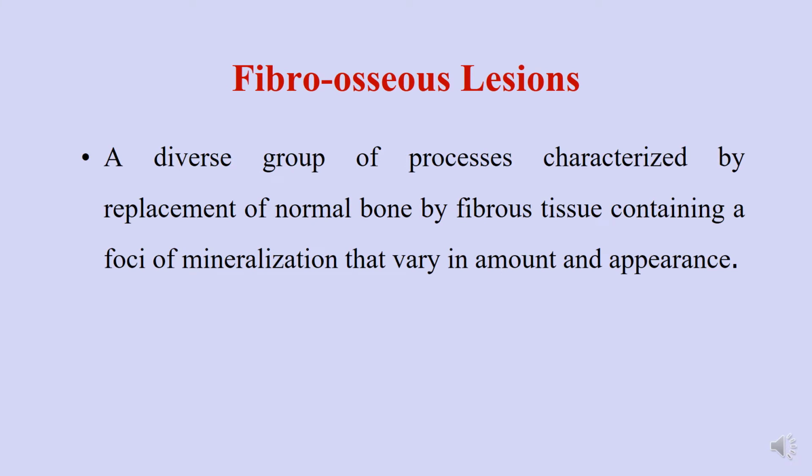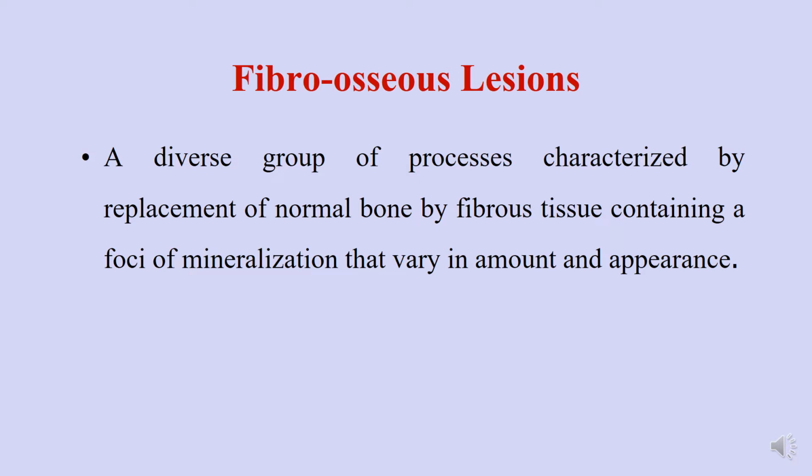Okay, so let's first see what fibro-osseous lesions are. Fibro-osseous lesions are a diverse group of processes characterized by the replacement of normal bone by fibrous tissue containing foci of mineralization that vary in amount and appearance. This explanation is one of the most important aspects of understanding fibro-osseous lesions. First of all, this is a process, right?